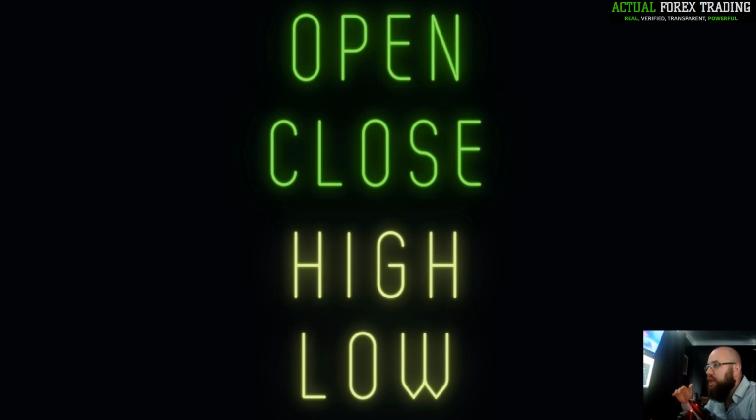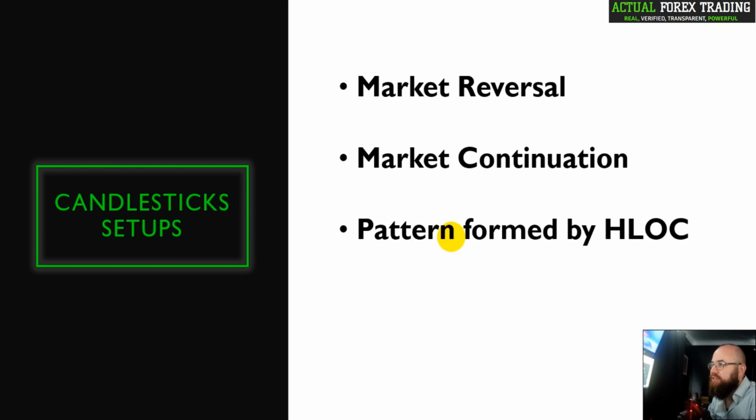A quick summary: open, close, high, low. That's what a Japanese candlestick shows. The open and close form the body, the high and low the wicks. If this is all new to you, go back and watch the previous video, or even better, start from the beginning of this series. Candlestick setups, price action setups, Japanese candlestick patterns, they can be called lots of different things.